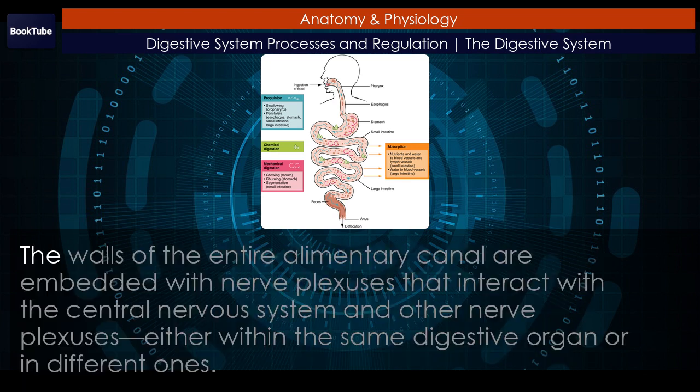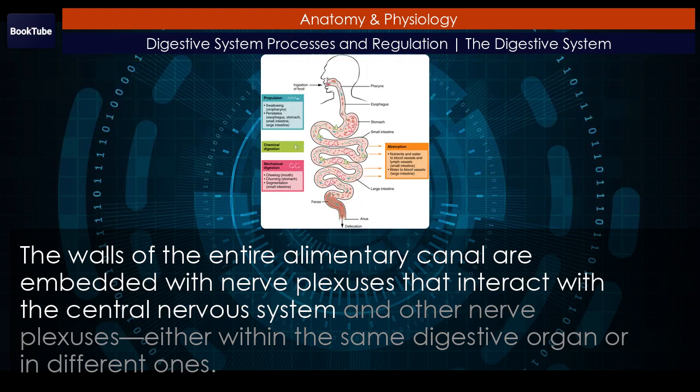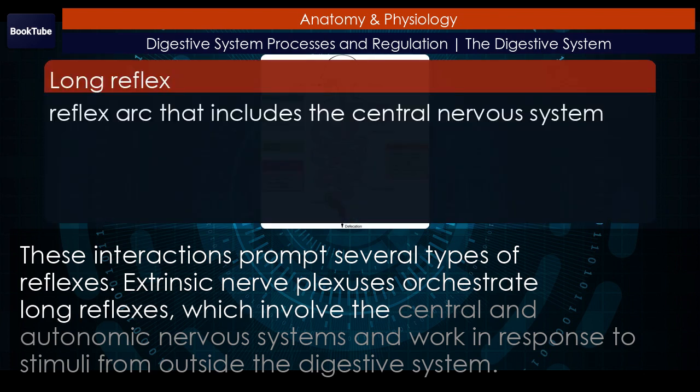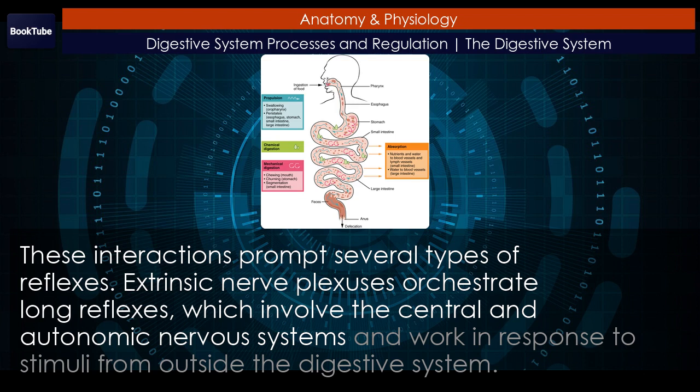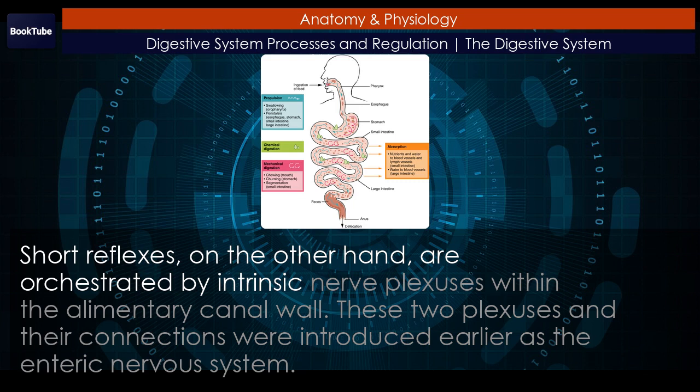The walls of the entire alimentary canal are embedded with nerve plexuses that interact with the central nervous system and other nerve plexuses, either within the same digestive organ or in different ones. These interactions prompt several types of reflexes. Extrinsic nerve plexuses orchestrate long reflexes, which involve the central and autonomic nervous systems and work in response to stimuli from outside the digestive system. Short reflexes, on the other hand, are orchestrated by intrinsic nerve plexuses within the alimentary canal wall.